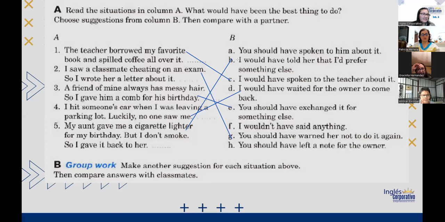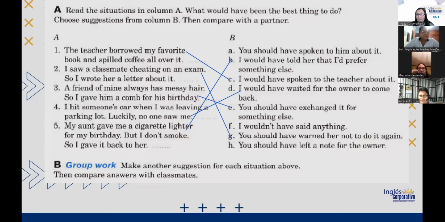Probably in the case of the car owner, right? You say you should have spoken to him about it. It could be a possibility as well. Or in the case of the classmate as well. Yes, you'd have spoken to her about it as well.